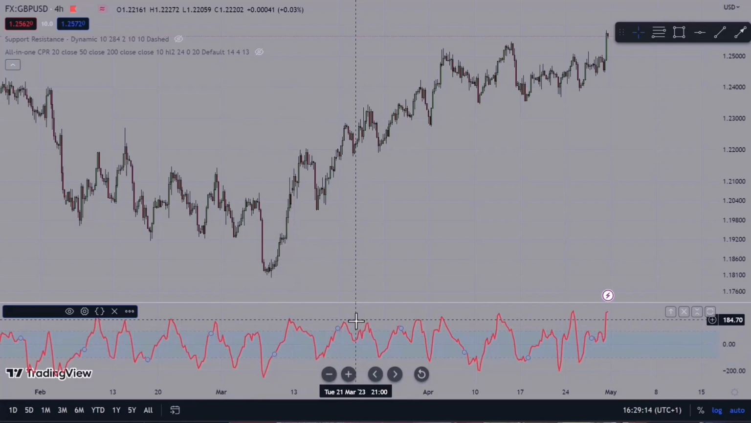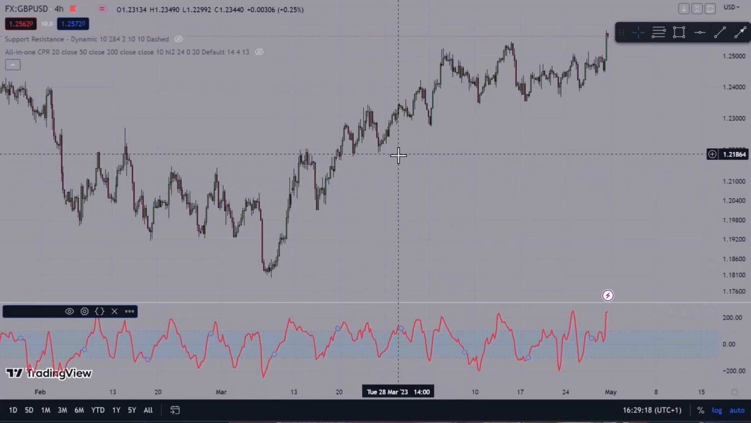But if you only look at these overbought and oversold conditions and you trade with them, you are not going to profit with this indicator in the long term. So let me show you how I use this indicator to profit from the market.